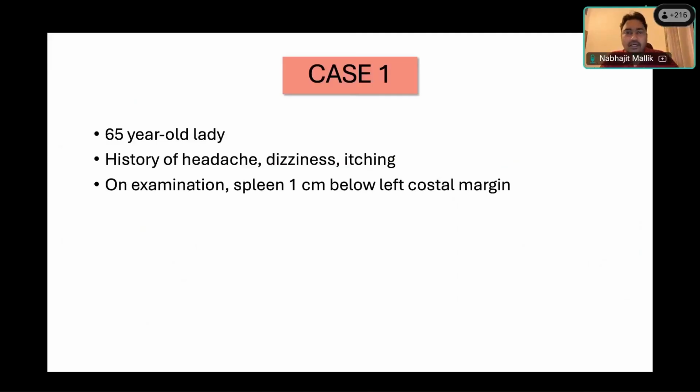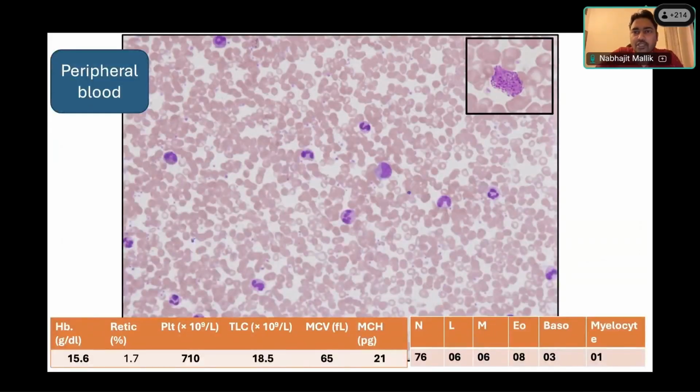Without wasting too much time, this is a 65-year-old lady. History was headache, dizziness, and itching. On examination, the spleen was palpable 1 centimeter below the left costal margin. This is the first slide that I've given you. The peripheral blood was showing this. So should we start with Dr. Jasleen? Can you tell us what you are finding here in the peripheral blood?